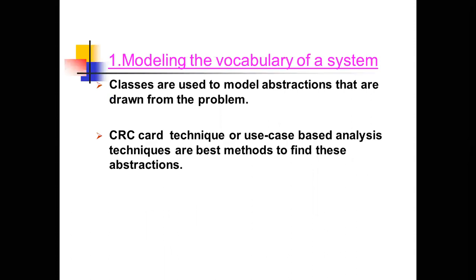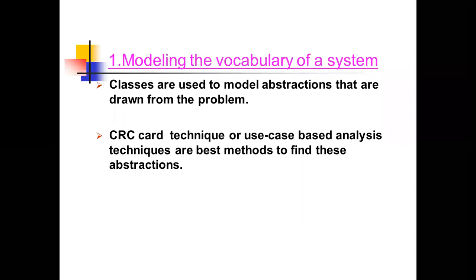Here classes are used to model the abstractions that are drawn from the problem. We have a problem definition, and based on that problem definition we declare and create the classes. These classes are used to model the abstractions. Abstractions means the classes contain some hidden data for that problem definition. We have seen the CRC cards. The CRC card technique or use case based analysis techniques are the best methods to find these abstractions. How do we find them? Based on the CRC card technique or use case based analysis.